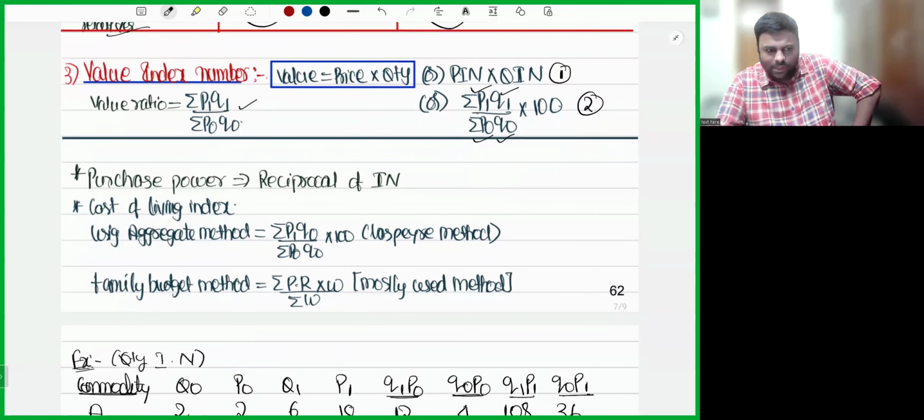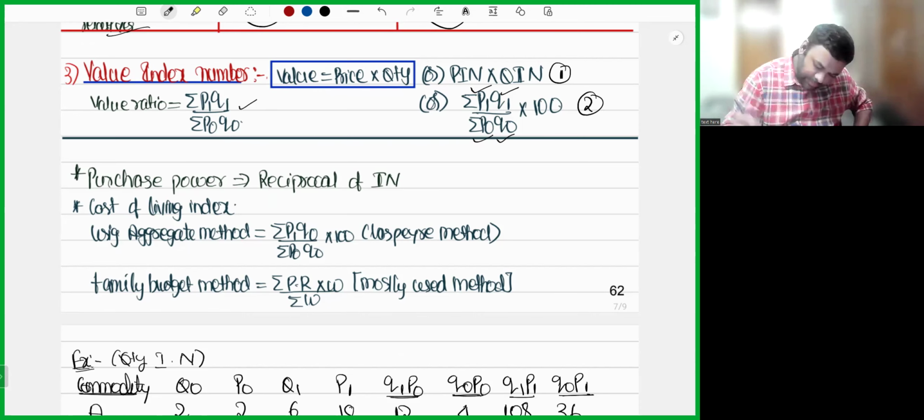Now, when we solve some sums in the next session, there we will see sums on value index number. There are some good sums in the ICM material and some previous year questions which we need to solve. When we solve them, we'll understand the value index number.